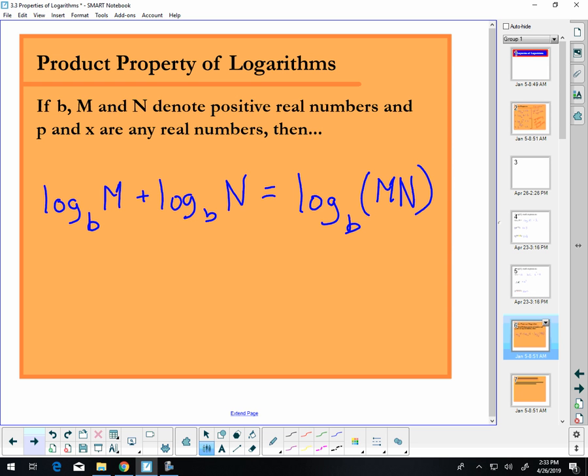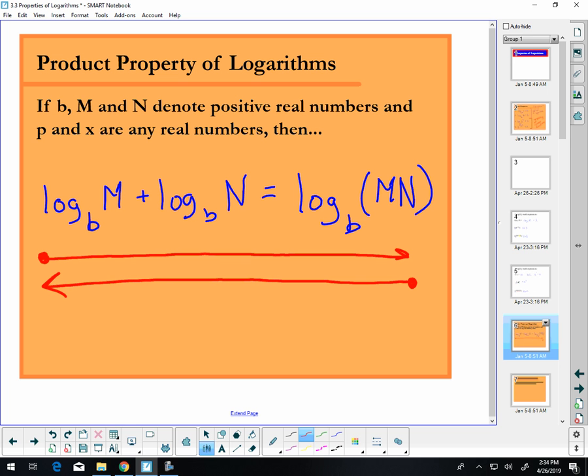Now, just to remind everybody, any rule that has an equal sign can work in both directions. That means given the left side of this statement, I can convert it to the right side, but also given the right side, I can convert that to the left side. So we use this both to take separate logarithms and put them together, but sometimes we do use it to take a single logarithm and pull it apart.